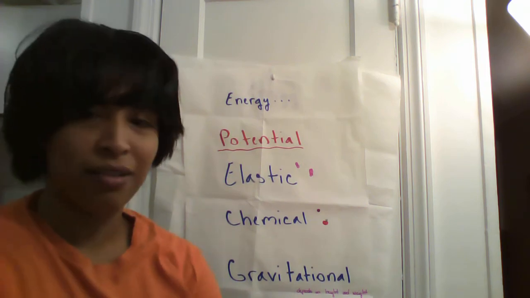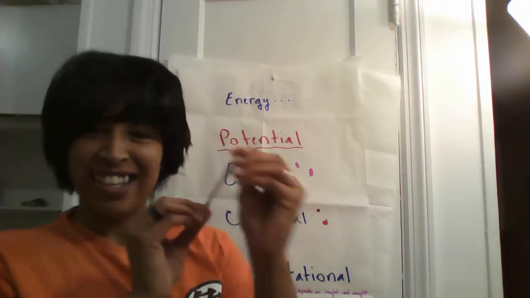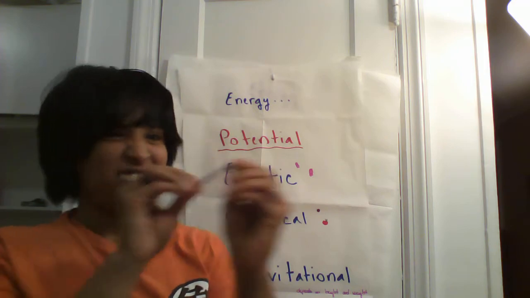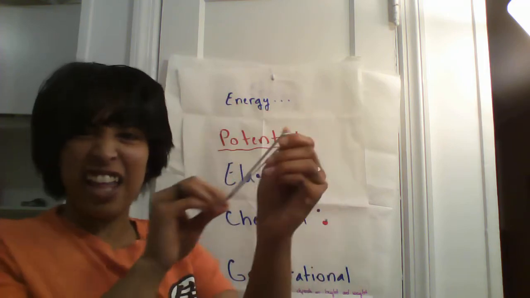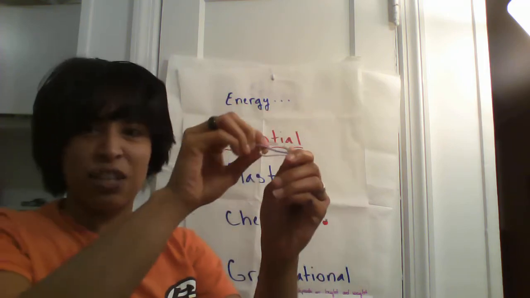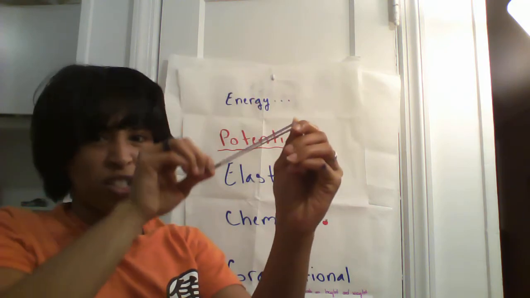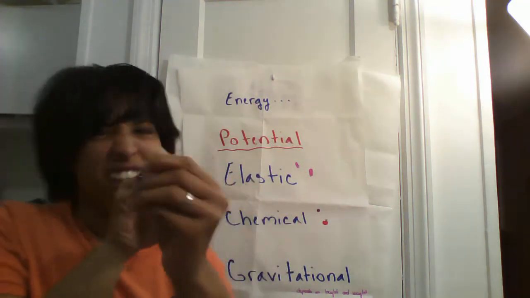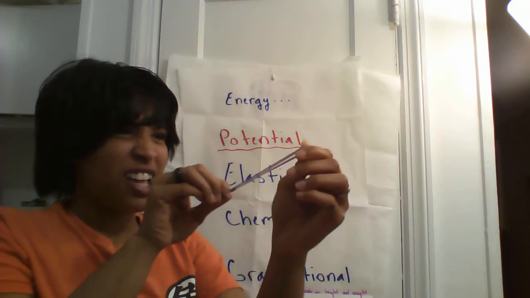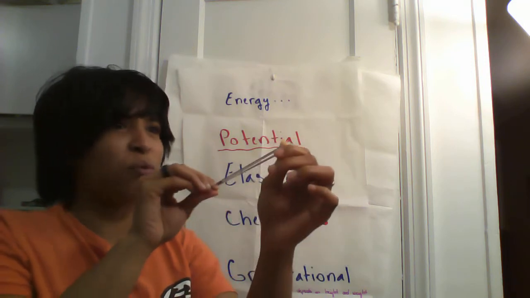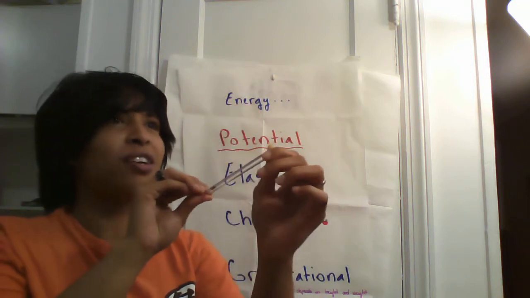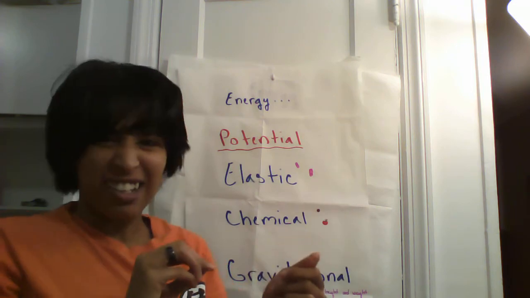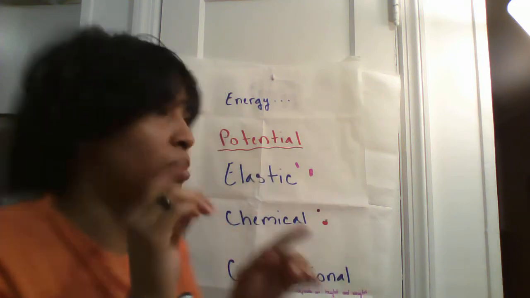Also, another way, I have a hair tie here. Right now, it has elastic potential energy because I did the work, the energy, to pull it, to stretch it like this. Now it has elastic energy. So I'm going to let it go and see what happens. Ow. Oh. Well, we'll keep moving fast.